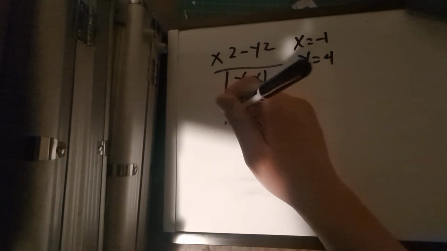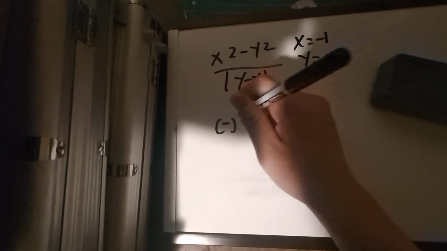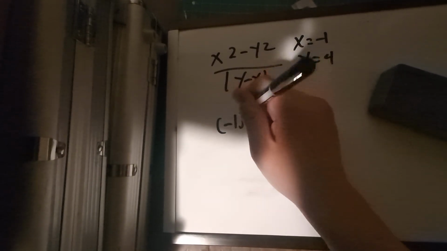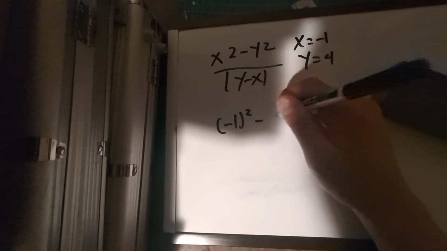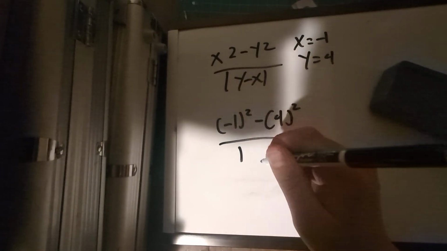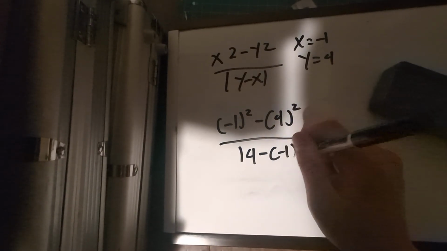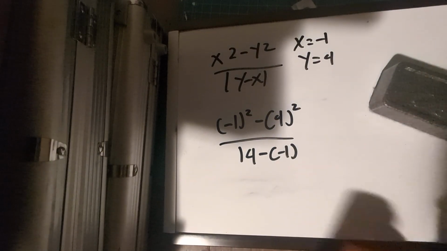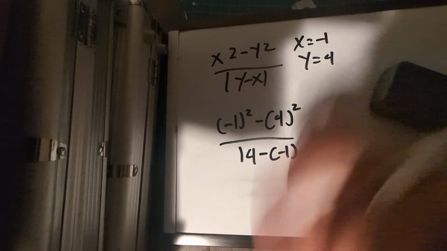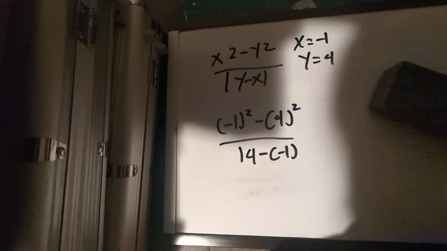Okay, so, oopsie, sorry. Negative 1. Oh my gosh. What am I doing? Negative 1 squared minus 4 squared over the absolute value of 4 minus negative 1. It's important, don't do what I did and forget to put your negative down here. It changes the whole equation, so just be mindful of that. We'll go ahead and tackle this guy up here first.